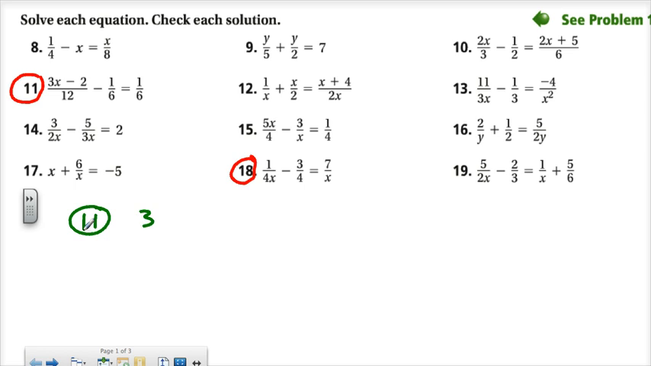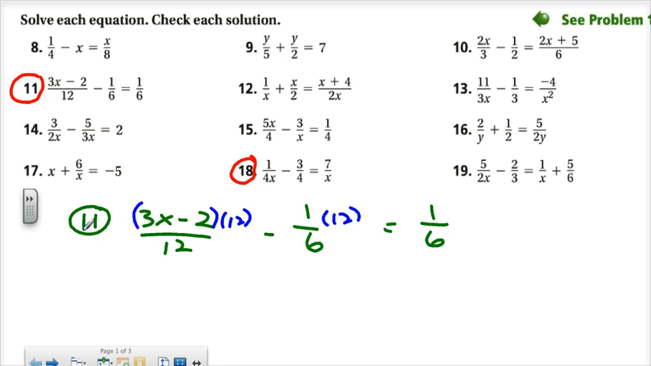Number 11 has (3x minus 2) over 12 minus 1/6 equals 1/6. The goal here is to figure out what the LCD is and then to multiply everything by that LCD. In this case, all we have for our denominators is 6 and 12. So we realize our least common denominator is going to be 12. So really we're just multiplying all of our fractions here by 12.